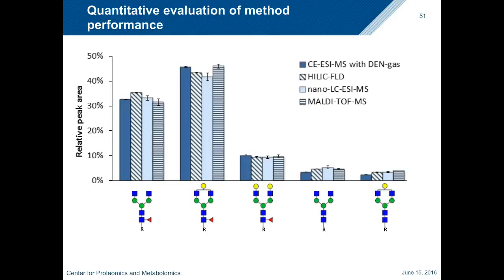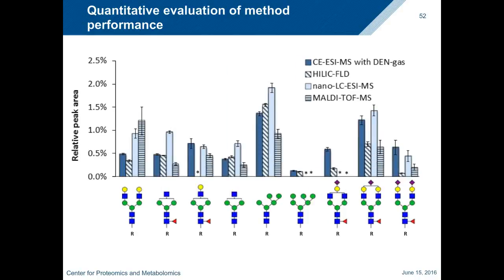And it looks like the CESI MS fits perfectly in line with this. Also, looking at the lower abundant species, we still see that CESI MS, the first bar graph, fits in nicely. There might be a little bit of skewing if you look at the sialic species, but overall, I would say CESI MS performs as well as the nano-LC-MS measurements. And it really shows that we could do quantitative analysis using CESI MS and the DENGase.